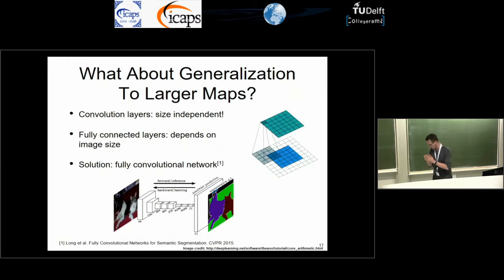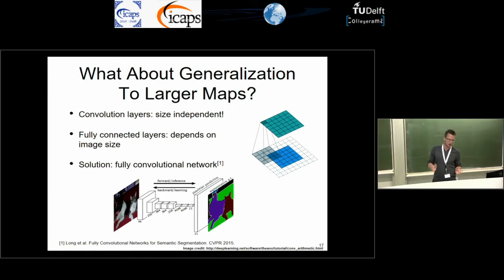So now that we have this heuristic, we might want to use it on larger maps. However, the fact that we can use it on larger maps may not be immediately clear. The good news is that we use convolution layers, which are size independent, and that's because in a convolution layer we learn the weights on the filter, and the way the filter is applied is by sliding it along the image. So the filter size is fixed, but not the image size. We can apply that to any image size.